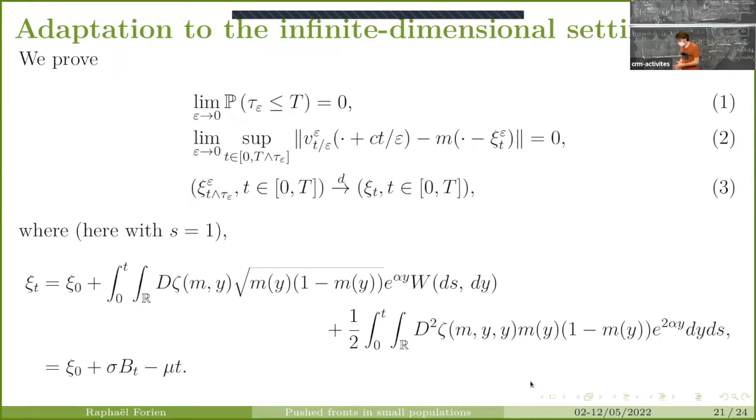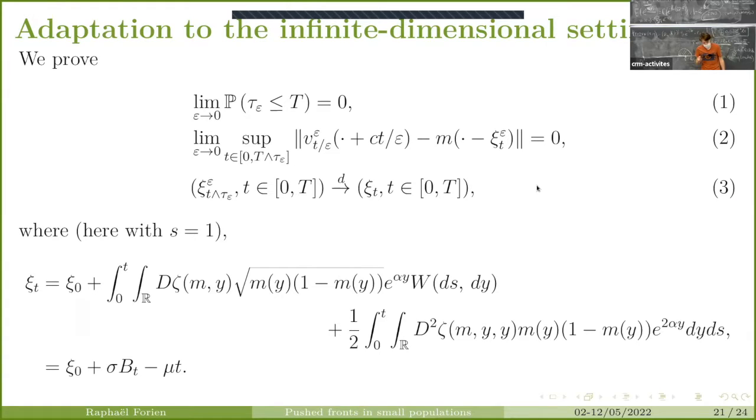And you need to show a few things. You need to show that the solution does not leave your nice neighborhood of the manifold for the times that you're looking at, and that the solution is actually asymptotically arbitrarily close to this manifold with the right projection, so to its projection on the manifold. And from this, you can deduce the convergence of the projection on the manifold to this SDE that we have.